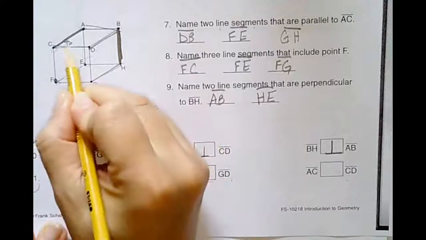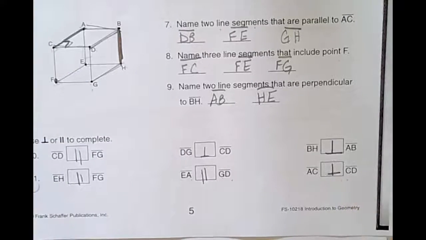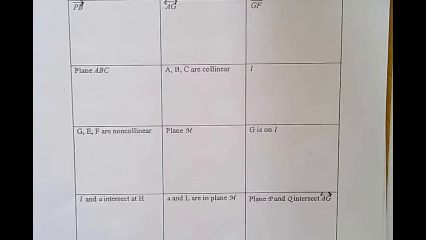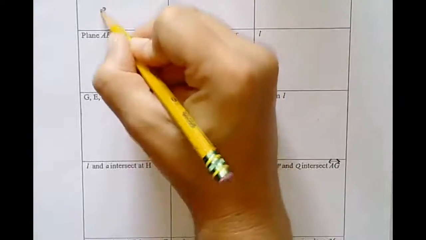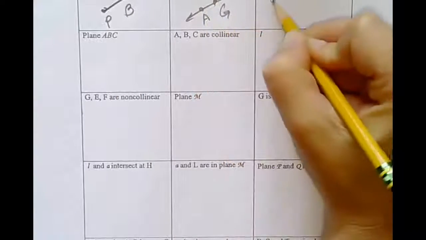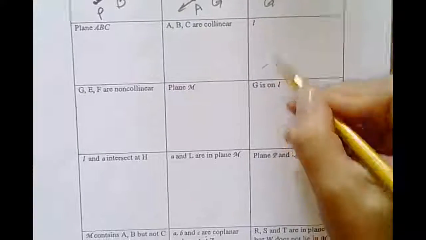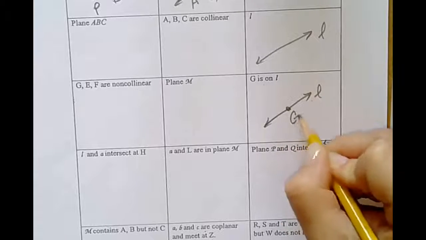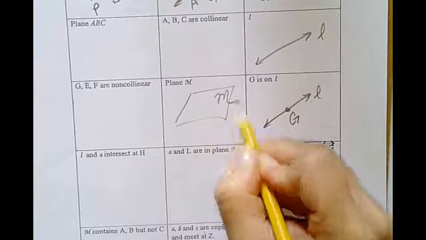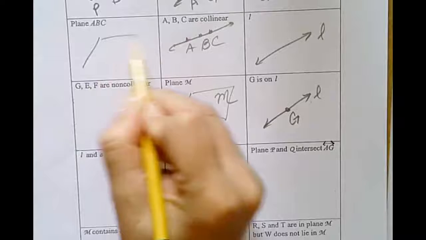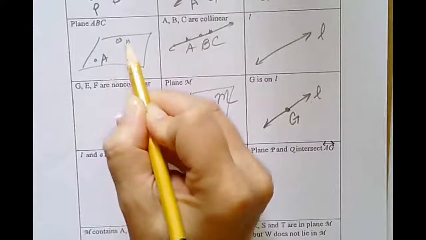Going over the last handout that we have, we're going to draw these. I'm thinking I am going to, starting at P, direction of B, PB, AG, GF, line L, here's line L, and G is on line L, plane M, A, B, and C are collinear. Plane ABC, when I name a plane, they have to be 3 points that will make a triangle. They have to be non-collinear. Non-collinear points, G, E, and F. Hopefully you can see them.